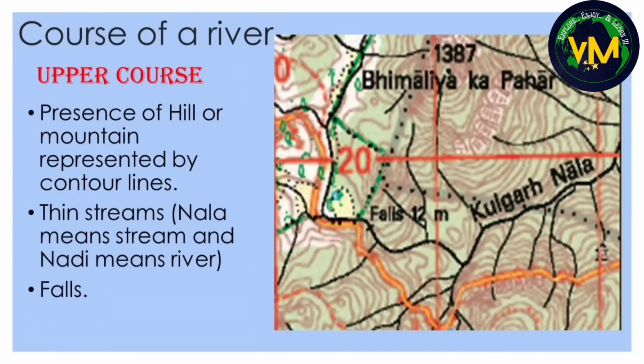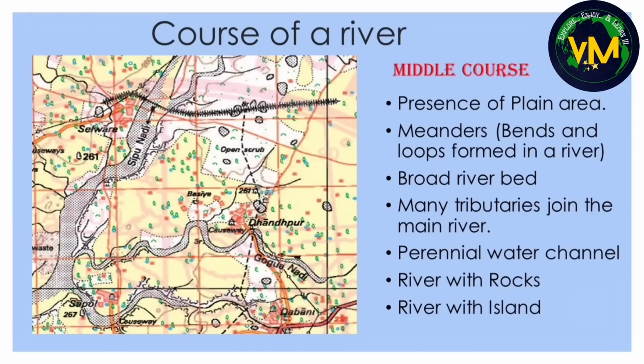Course of the river: we have only upper course and middle course in our topographical maps. When you see a lot of contour lines and when you see the streams are very thin or a falls, then it is an upper course. And when you see the river has reached a plain area, that is agricultural land, yellow color, or when you see meanders, the bends and loops in a river, or when you see the riverbed is very broad with many tributaries joining them, having a perennial water channel inside, or the river is filled with rocks, or it's having an island, then we can say that the river is in the middle course.